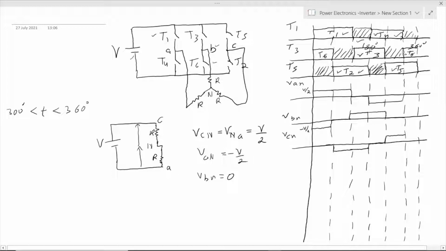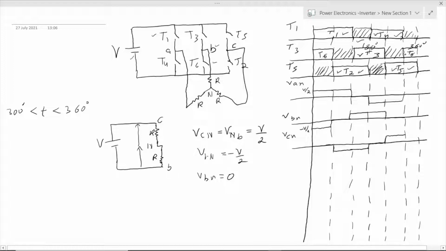T6 is connected. It means B phase will be connected to the negative potential, B phase connected to the zero potential. Sorry, T5 remains connected, so C phase will remain connected to plus. So what will happen? Here we can write B and B is equal to this.